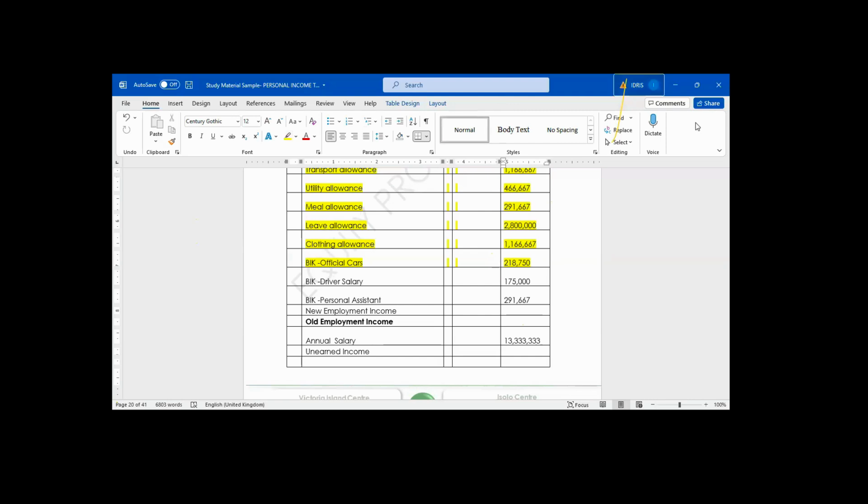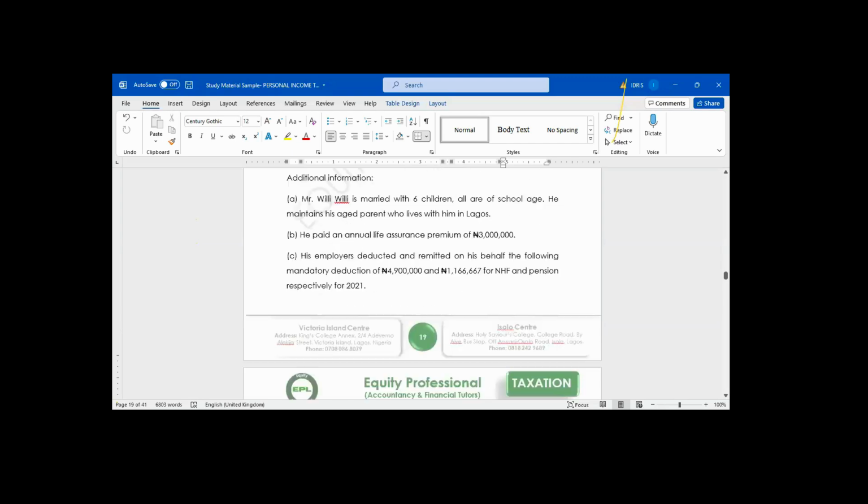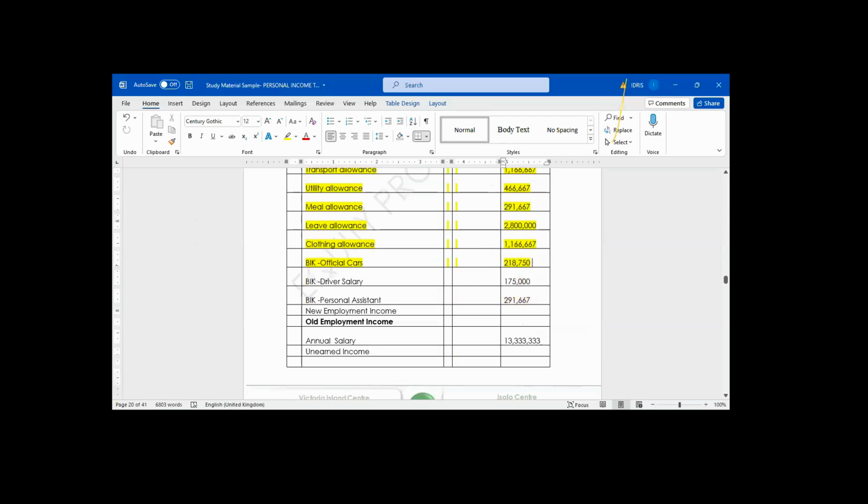Apart from the official car, they now said he was provided with a driver and personal assistant who were paid $300 and $500 per annum. The driver and personal assistant are also called benefit in kind, domestic or support staff. We are going to put it under his income too. We call them BIK, benefit in kind.